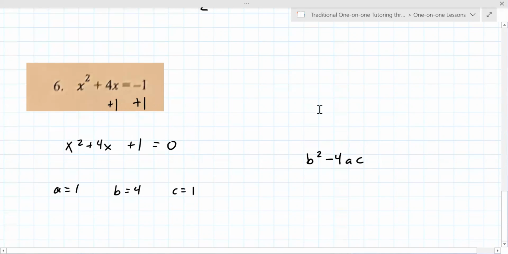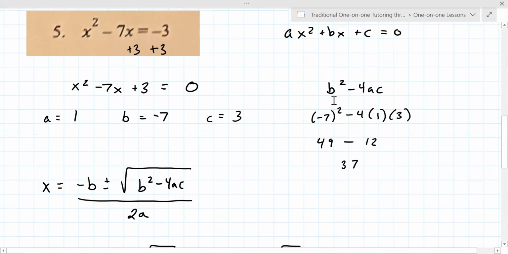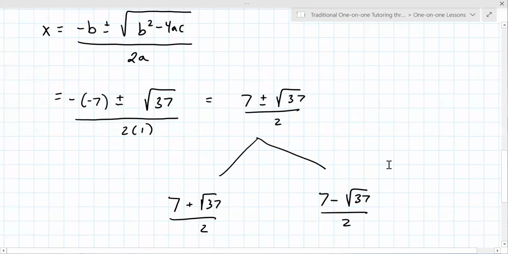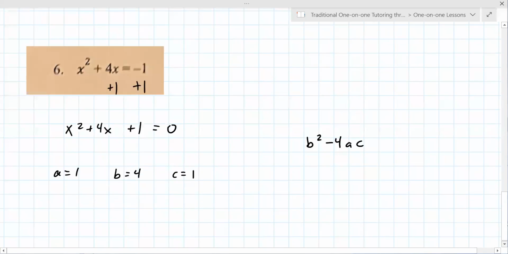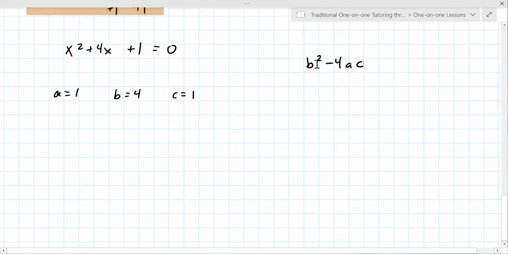Well, let's go back and look at the previous problem because this one's the same. See, I wrote B squared minus 4AC over here on the right. And then I asked you to take the value of B, put it in for B, 1 for A, and 3 for C. So I'm asking you to do the same thing here. I'm asking you to put 4 in for B, 1 in for A, and 1 in for C. Then tell me the result. Give me the result of this, please.